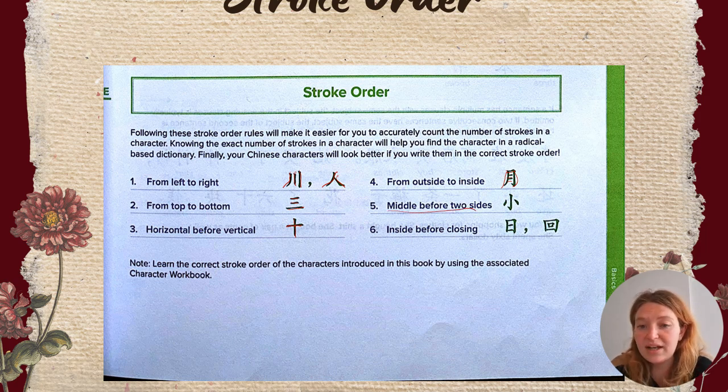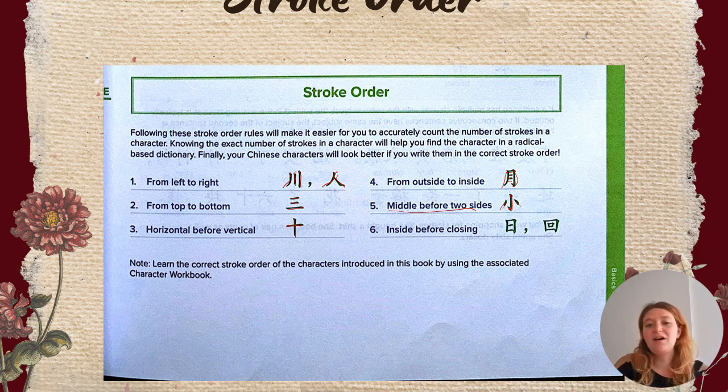Middle before 2 sides. Now this one is tricky because when it's a character like this, which is xiao, which means small, you do the kind of J, the hook, the shugou, and then you do the dian, okay.